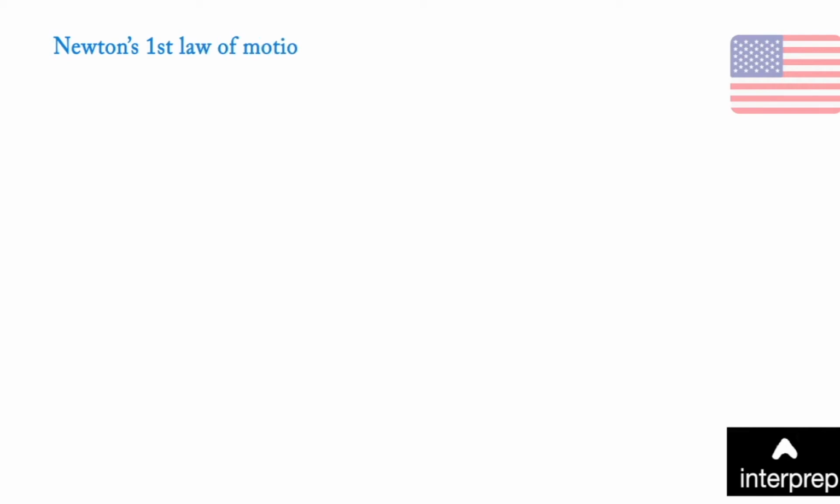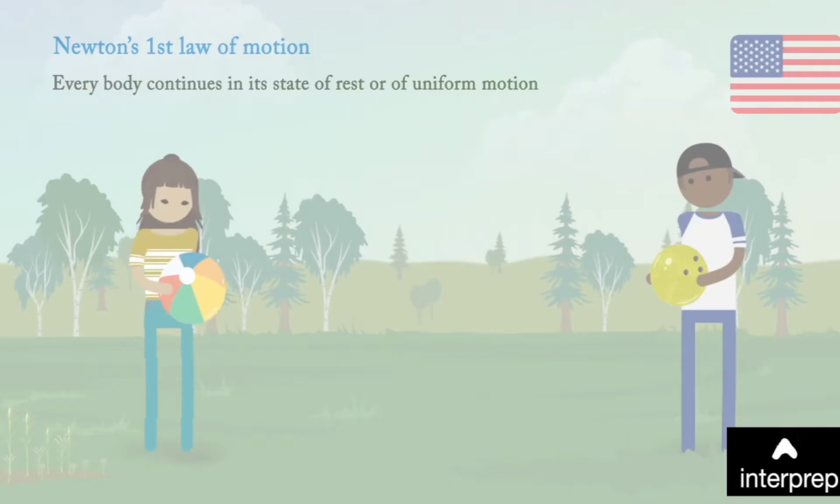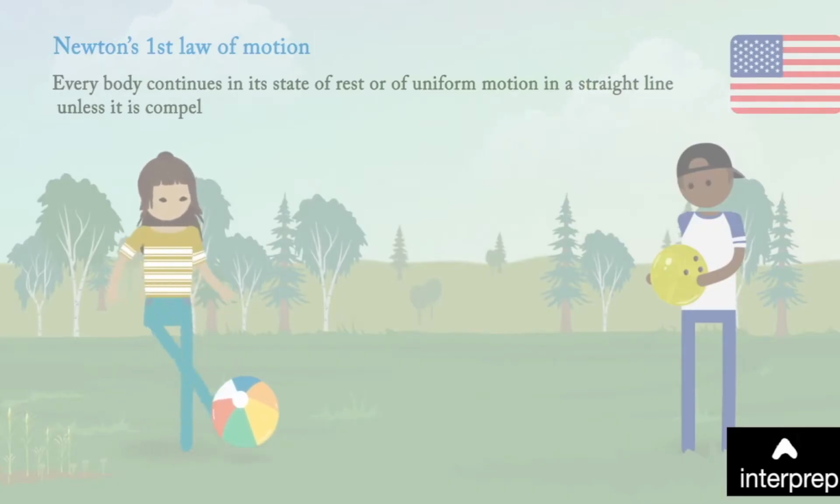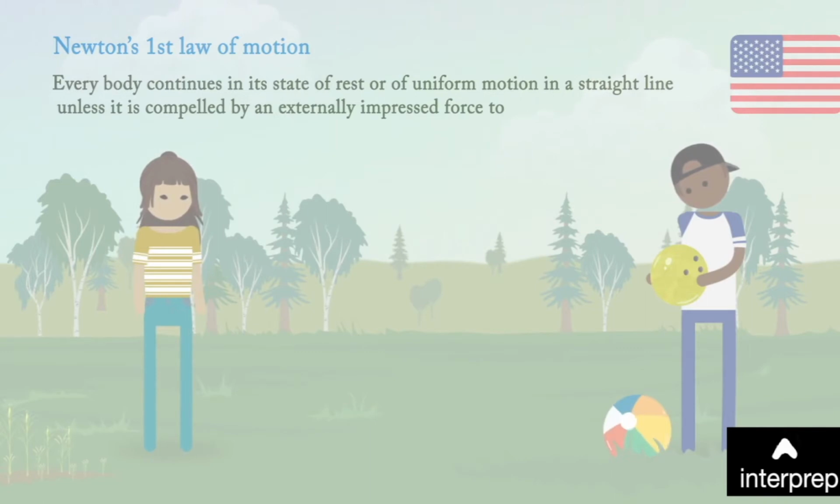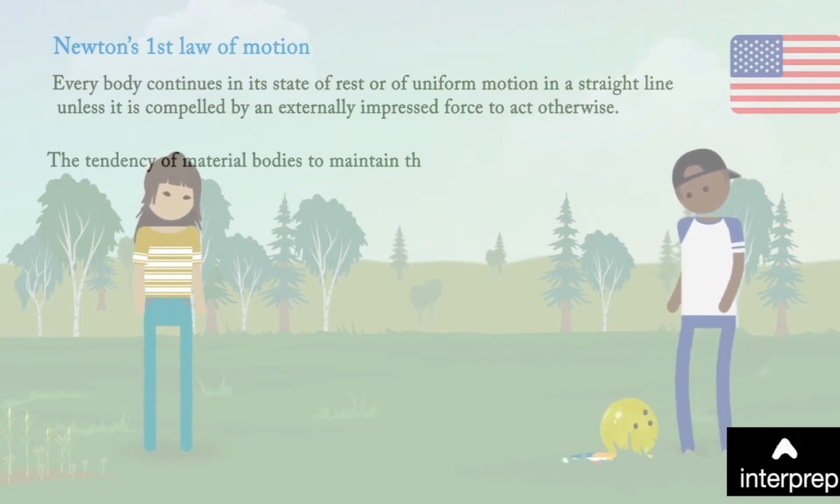Newton's first law. This law says that neither a stationary body will move, nor a moving body will stop, until an external force is applied. This tendency is called inertia.